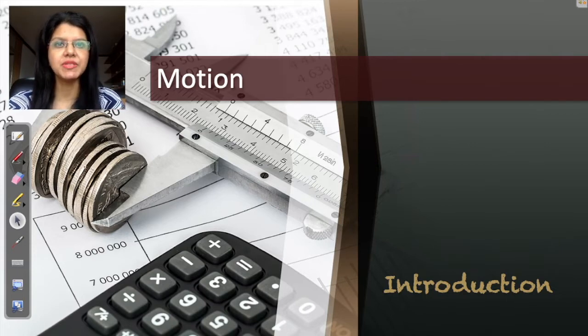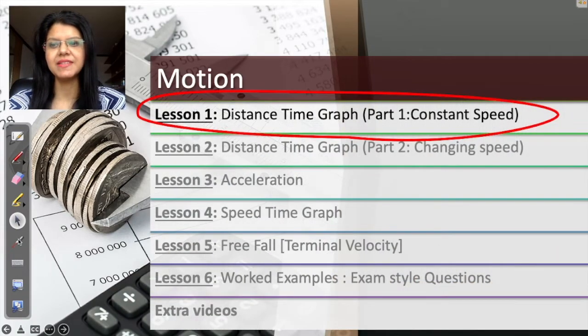The earth is rotating, which is a motion. The universe is all the time expanding, which is a motion. So motion is a very, very important phenomenon which is a part of our day-to-day lives. So we'll start this chapter with our lesson 1.